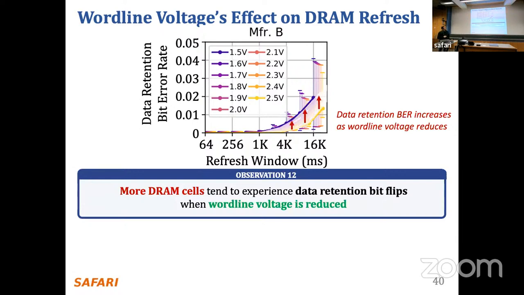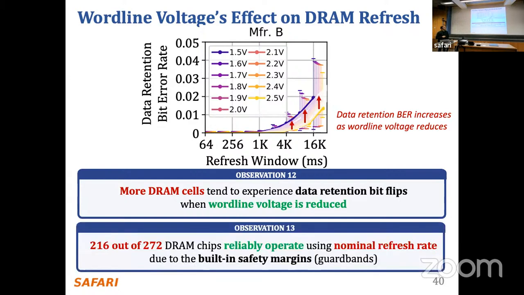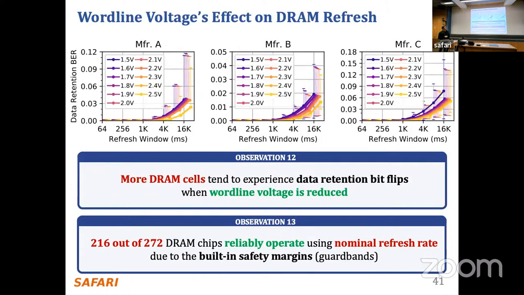And we observe that as we reduce the wordline voltage, more DRAM cells tend to experience data retention bit flips, as you see here. But at the same time, most of the DRAM chips reliably operate using the nominal refresh rate, which is 64 milliseconds, so it's at zero here, regardless of what voltage level you apply, due to the built-in safety margins. And we observe the same trend again across three major manufacturers.